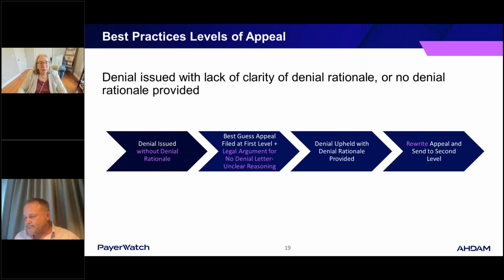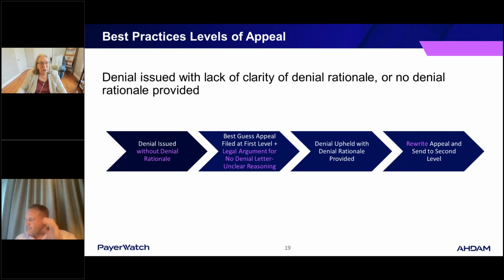Okay, so let's move on to another issue. When you get a denial, and the denial is issued with a lack of clarity of denial rationale, or no denial rationale is provided, and we see a lot of this at hospitals, you might get an EOB that says reason code 50, not medically necessary, but you don't really know. You don't get denial correspondence that says, was the procedure that we did on the patient who was here for 7 days with an acute belly that needed exploratory surgery, was the surgery not medically necessary? Was the admission not medically necessary? What are you denying? And they don't tell you.